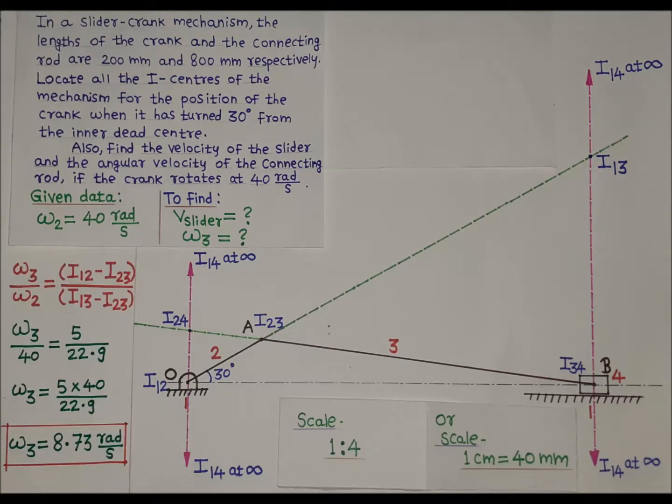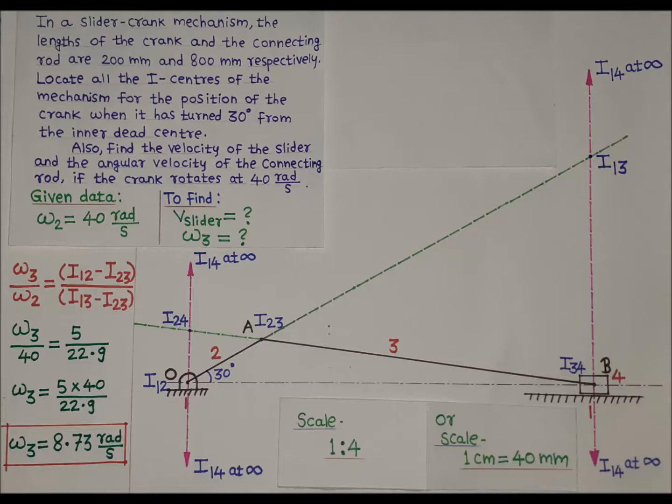Now to find omega 3, according to the angular velocity ratio theorem, we can write omega 3 divided by omega 2 is equal to the distance between ICR I12 I23 divided by the distance between ICR I13 I23. Omega 2 is 40 radians per second. In the configuration diagram, we can measure the distance between ICR I12 and I23. That is, I12 I23 is equal to 5 centimeter.